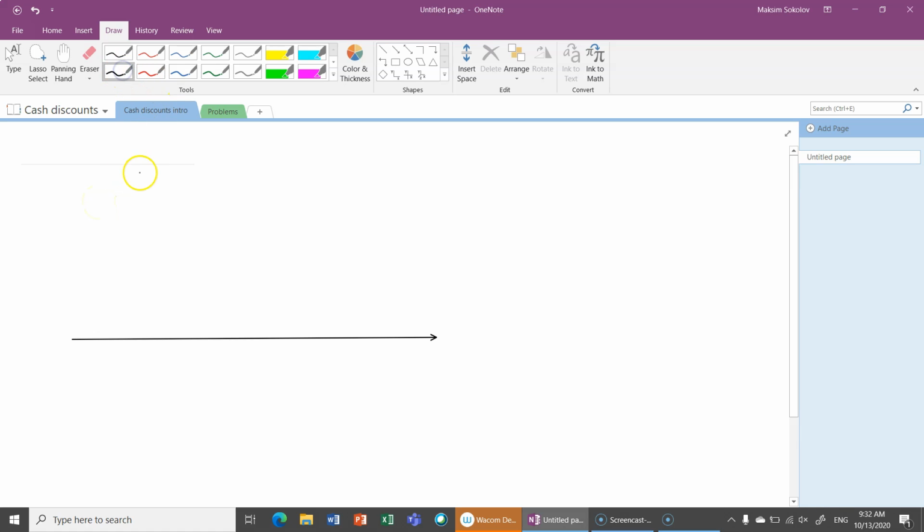Hello, today we'll be talking about invoices and cash discounts. In business, when you pay for a product, you typically would get an invoice. And an invoice would always have an amount. Also, an invoice will have the date of the invoice. And also, an invoice will have terms.